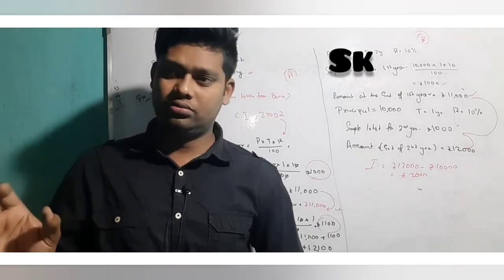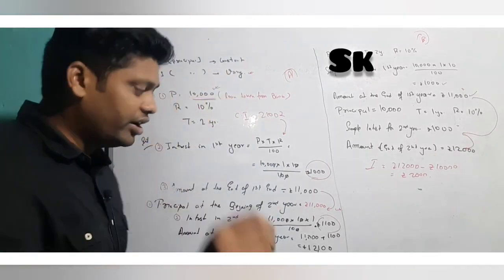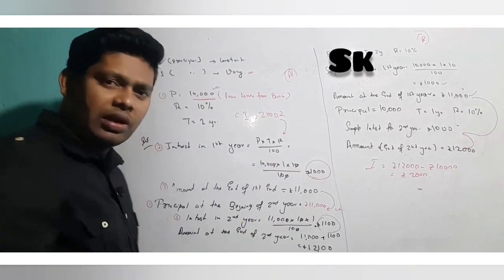Next one they are asking you the compound interest for the third year and the amount at the end of the third year. Compound interest at the third year means you have to do the third year calculation. Then compound interest, same thing.